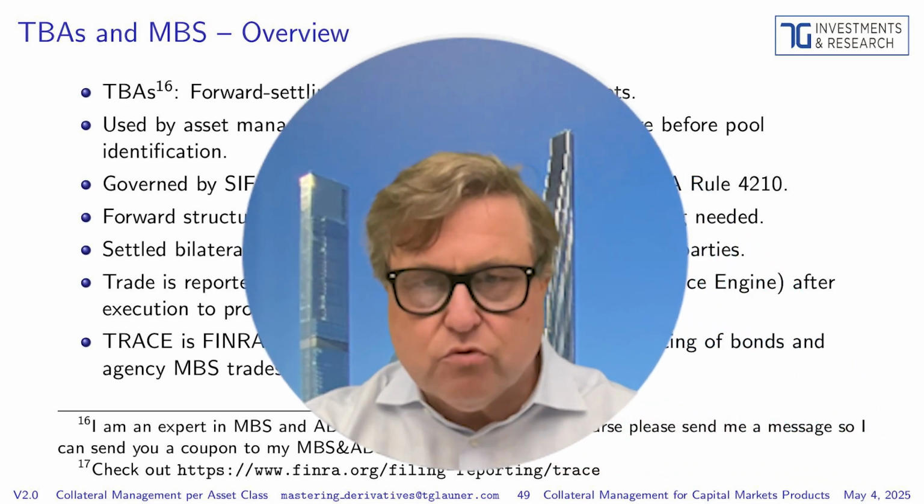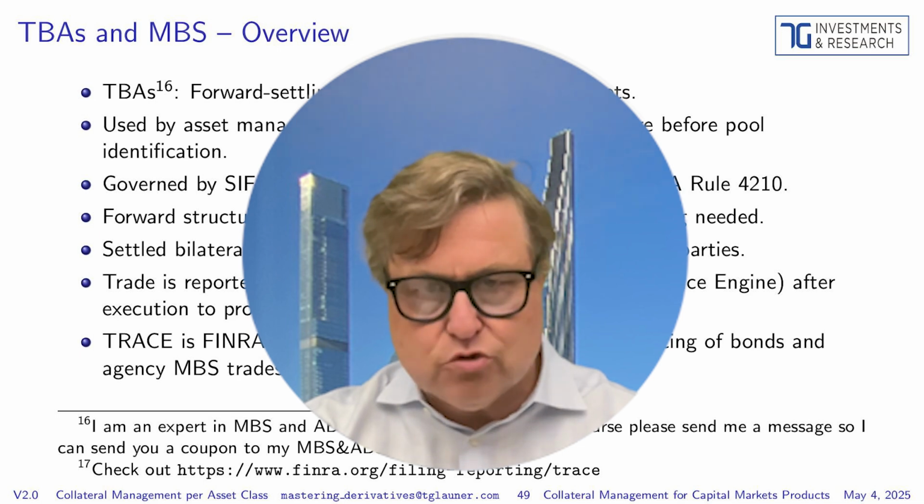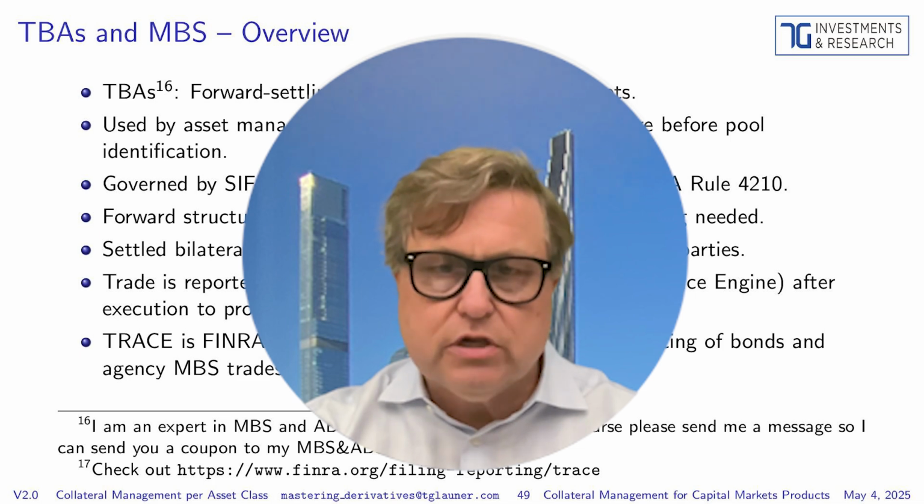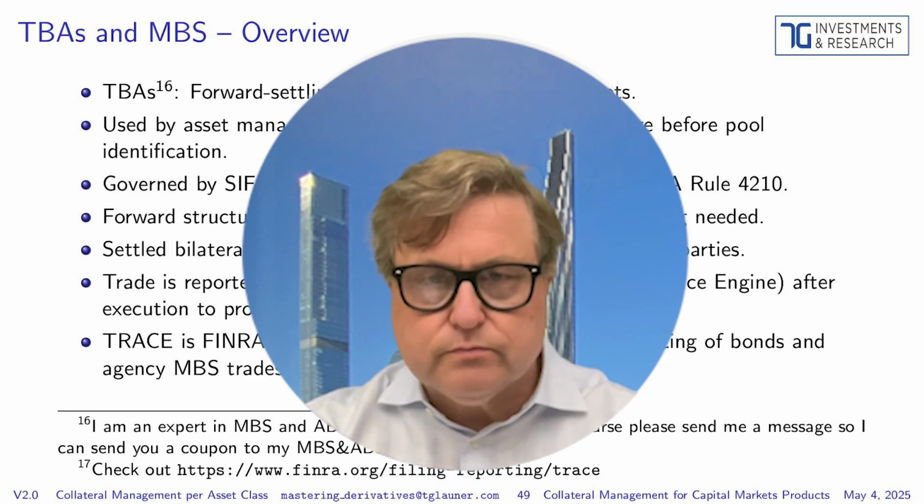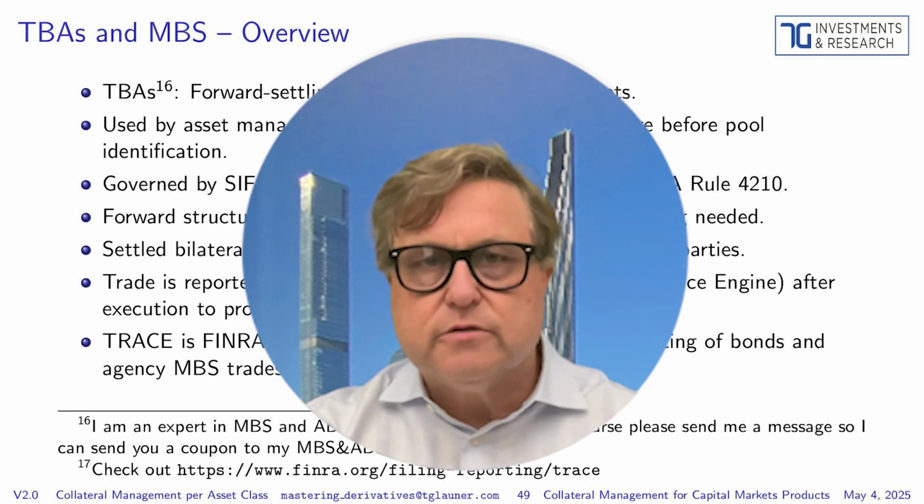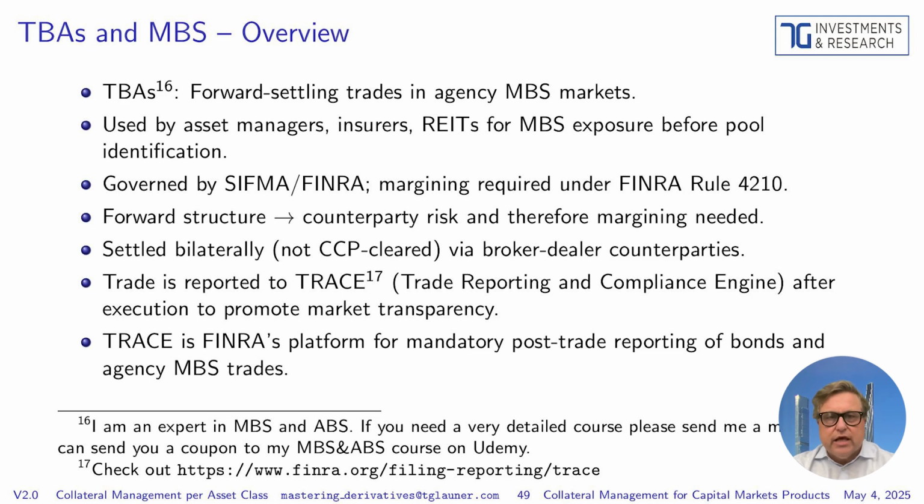It's the same concept as before. The forward settling nature is inherently credit risky, as the counterparty may not fulfill the obligation of the forward settling cash flow. So you need collateral to ensure you're protected. Unlike some other financial instruments that might be cleared through a central counterparty, TBA trades are settled bilaterally through broker-dealer counterparties. However, these trades are reported to a central trade reporting platform called TRACE for market transparency. After execution, trades must be reported to TRACE to support market transparency. TRACE is FINRA's mandatory reporting platform for post-trade activity in bonds and agency MBS.